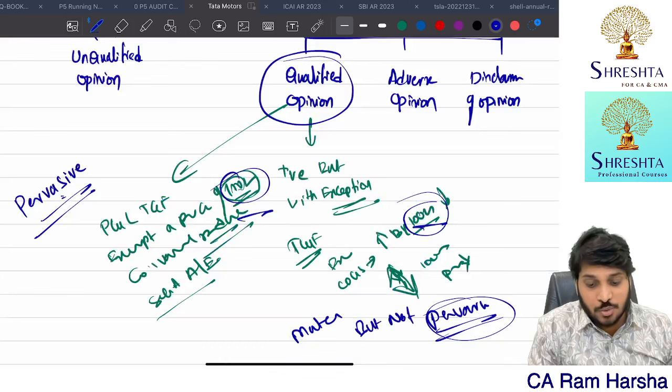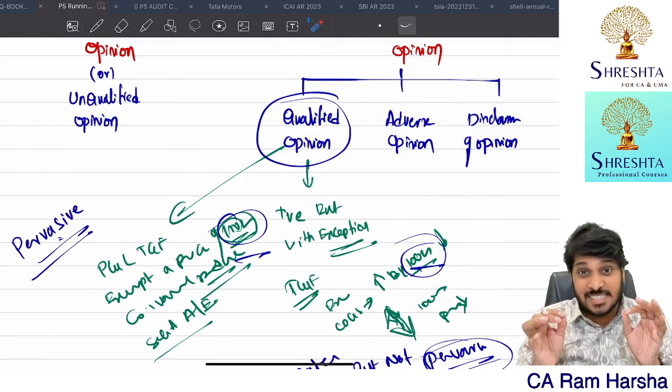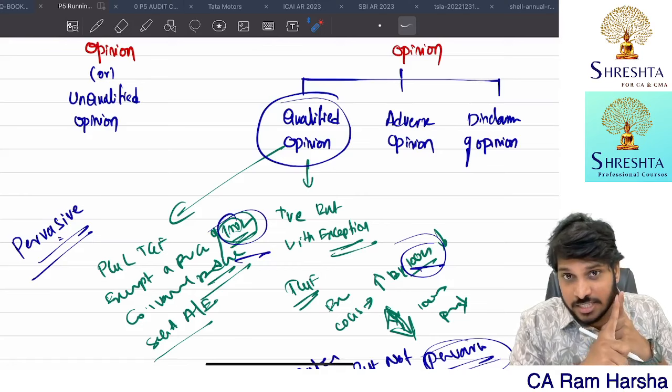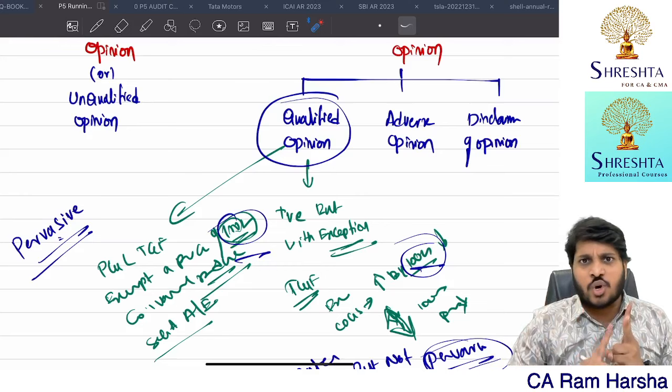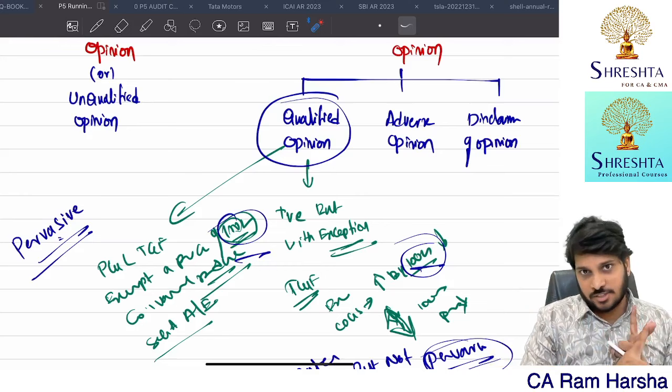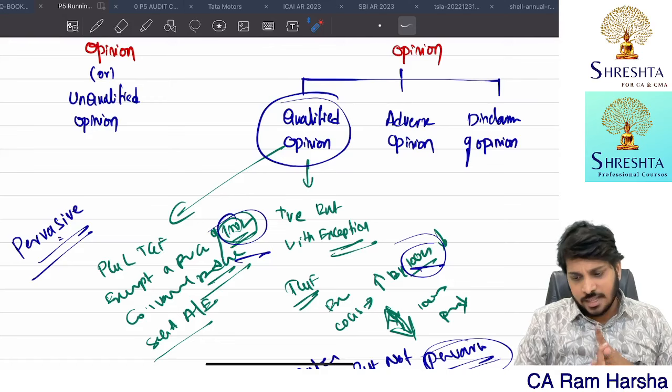Adverse opinion is given by the auditor when the auditor has identified material misstatement. He has evidence that it's a mistake. You should have evidence to say that it is wrong. To say that it is right, you need evidence. To say that it is wrong, you need evidence. Either to tell it is right or wrong, you need evidence. Getting the point? So you give adverse opinion.